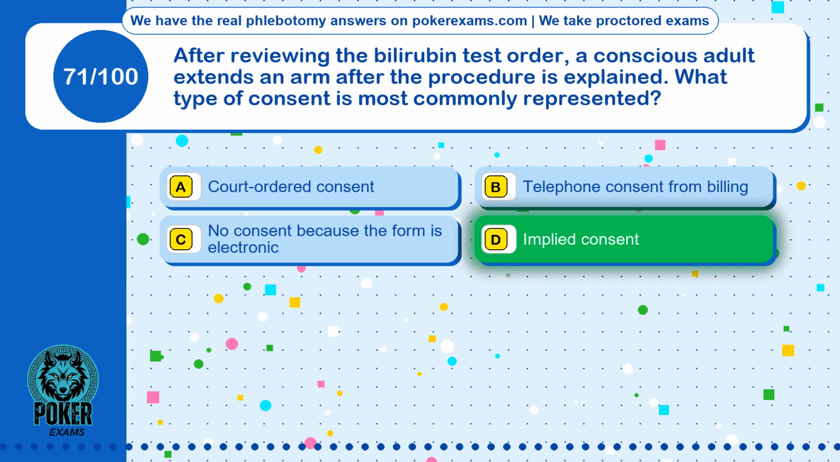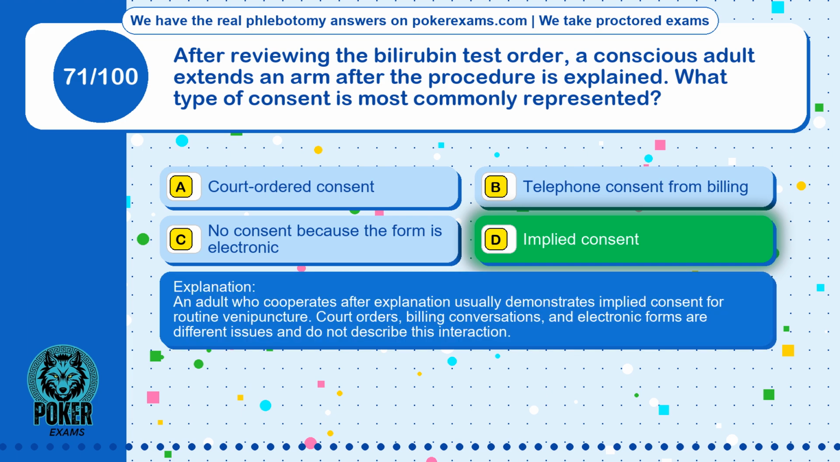Implied consent. An adult who cooperates after explanation usually demonstrates implied consent for routine venipuncture. Court orders, billing conversations, and electronic forms are different issues and do not describe this interaction.